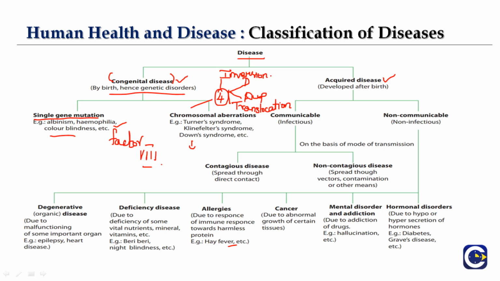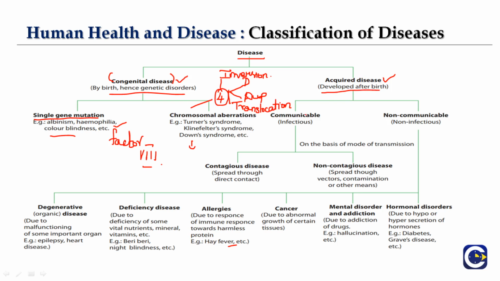Now next, shifting to acquired diseases. I told you already, acquired diseases are those contracted after birth. It is your environment that you're surviving in, the place that you're residing in, the people that you're moving with, the personal hygiene, all this talks about the acquired diseases. So they are developed after birth.